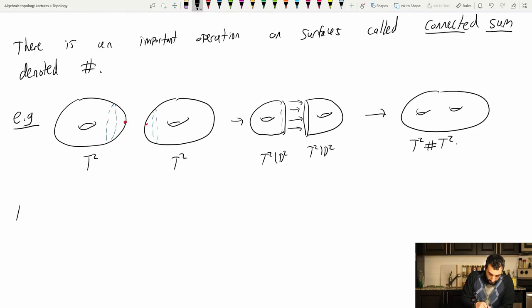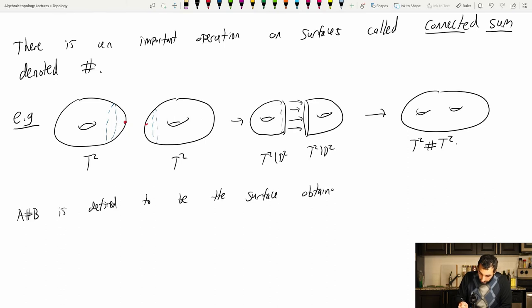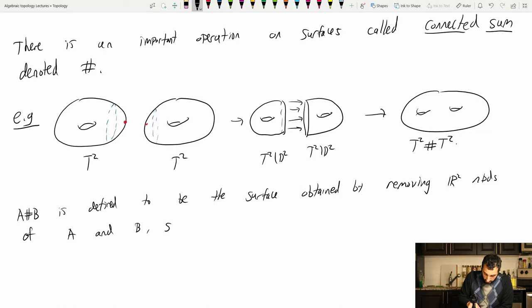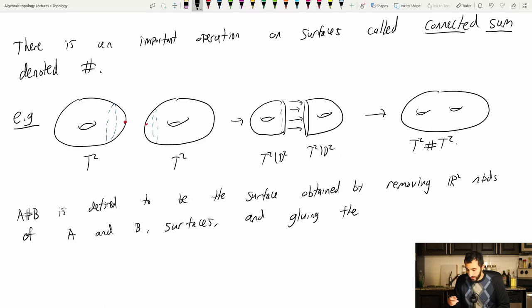So A connect sum B is defined to be the surface obtained by removing R2 neighborhoods of A and B, which are surfaces, and gluing the resulting pieces together. Where by gluing, of course, I mean taking a quotient of the disjoint union.